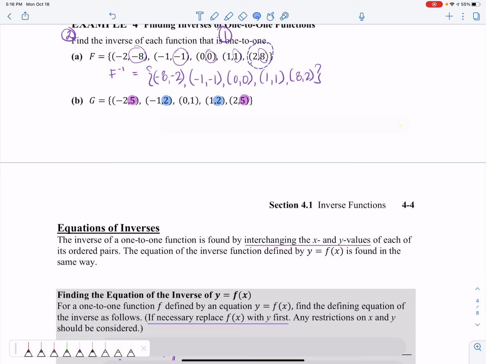Do I have any y repeats? Well, yes, I do have y repeats. So it's not 1-to-1, and if it's not 1-to-1, there's no sense in finding the inverse because only 1-to-1 functions have an inverse.